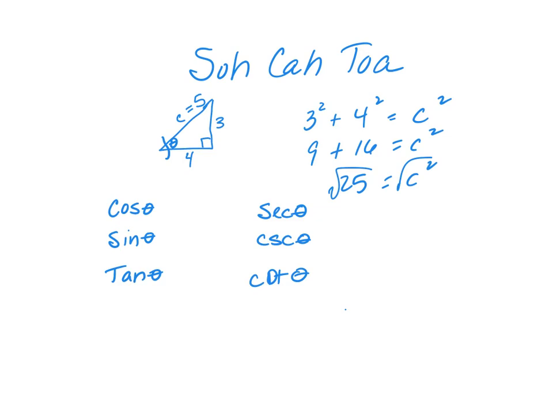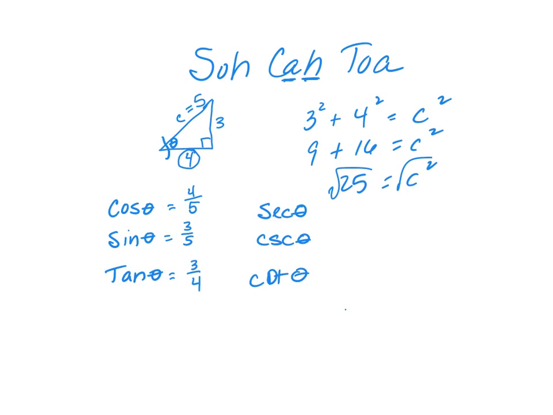So if you look at theta, the cosine of theta is the adjacent over the hypotenuse. Well, the guy next to theta is the 4, and the hypotenuse is the 5. Everybody get that? Now, if you're looking at the sine of theta, it's opposite over hypotenuse. So what is the sine of theta? So it's 3 over 5. And the tangent of theta is opposite over adjacent. So that's 3 over 4. Any questions with that?